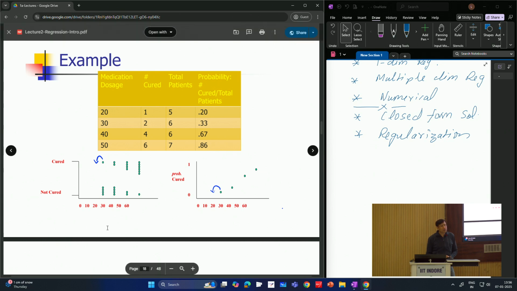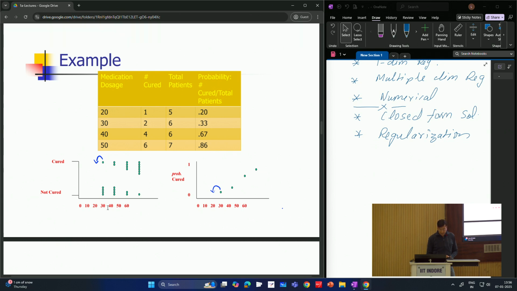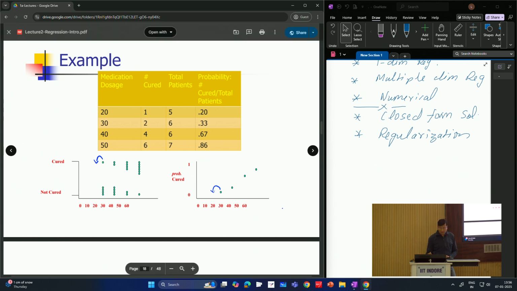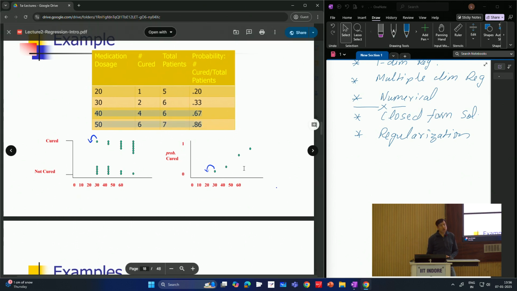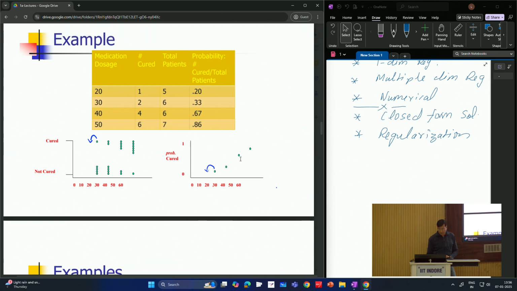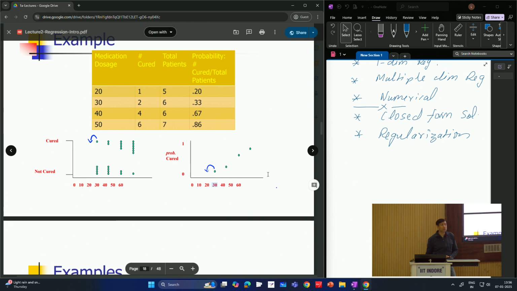You plotted this in a figure. This figure is slightly adjusted to the right. Basically, for 20 milligrams, 1 is cured, 4 are not cured. For 30 milligrams, 2 are cured, 4 are not cured, and so on. So this is how it is built. Based on that, you build the probability which you have computed in this table. You draw a probability graph as well. So this is 0.2, 0.33, 0.67, 0.86 for 20, 30, 40, 50, 60, and so on.